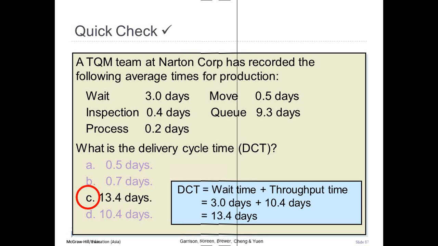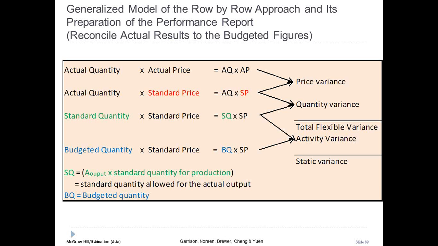The line-by-line calculation moves one line down and changes the actual output to budgeted output. That means the final line is budgeted output times standard quantity for the budgeted output times standard price equals master budget for the raw material. With the master budget being fit in the framework, we can calculate the activity variance and static variance with ease.